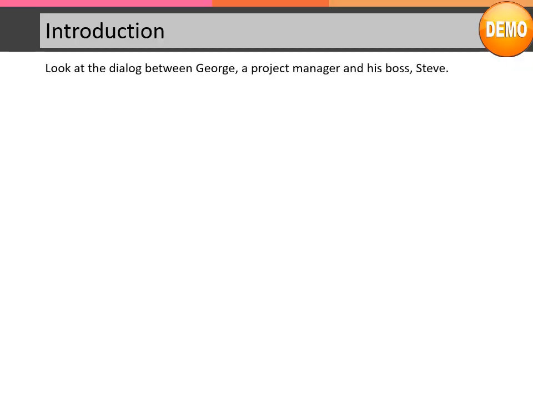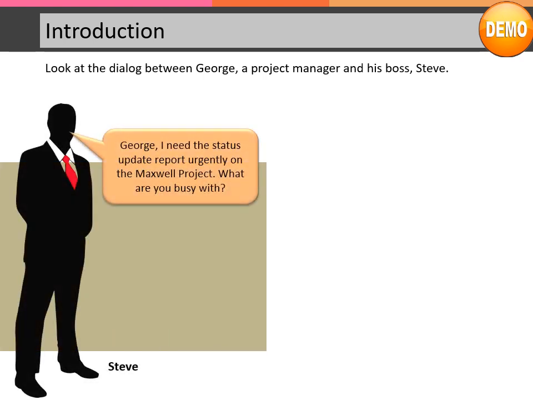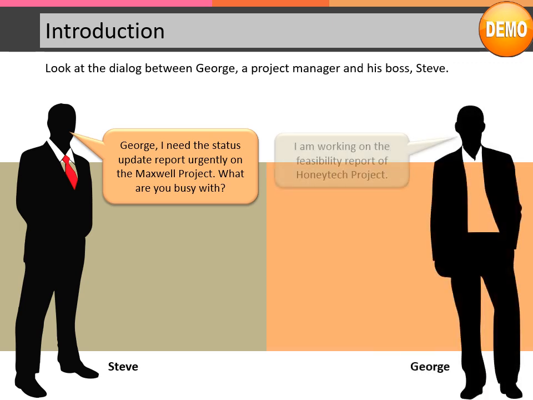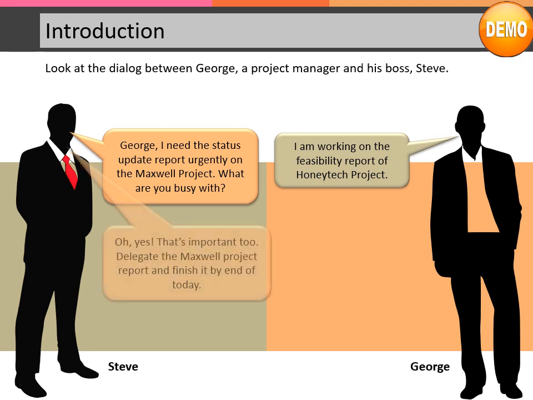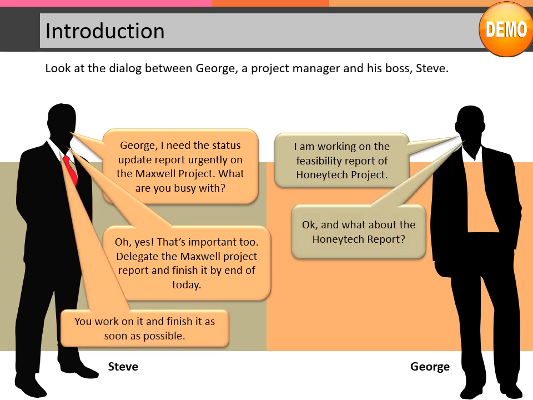Look at the dialogue between George, a project manager, and his boss, Steve. George, I need the status update report urgently on the Maxwell project. What are you busy with? I'm working on the feasibility report of Honeytech project. Oh yes, that's important too. Delegate the Maxwell project report and finish it by the end of today. Okay, and what about the Honeytech report? You work on it and finish it as soon as possible. All right, I will do that.